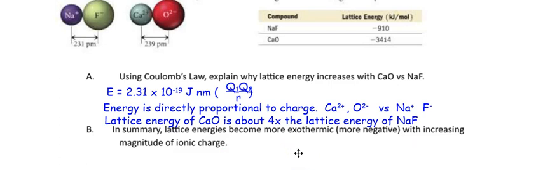So it says, in summary, the lattice energies become more exothermic or more negative with increasing magnitude of ionic charge, and that's going to make a bigger difference than the radius. Again, the radii are only changing by a little bit, a few picometers. Here you're changing the charges by whole numbers, okay?